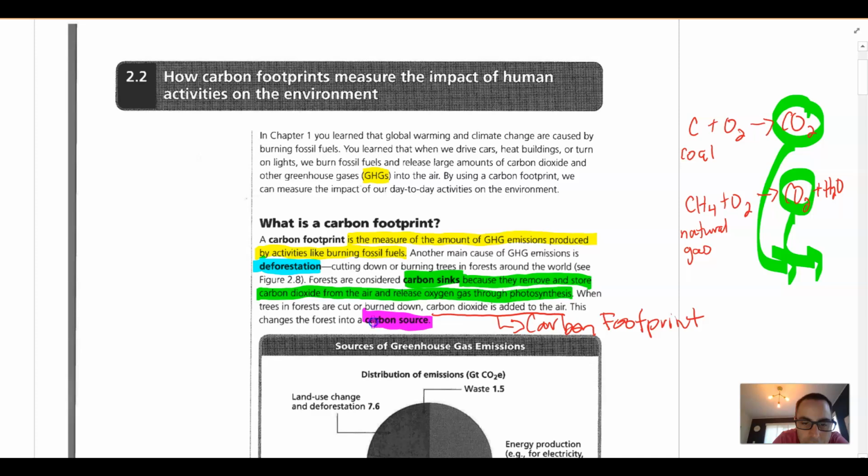Oh, so we've got three really important terms here. So we've got carbon footprint. It's the measure of the amount of greenhouse gas emissions produced by activities like burning fossil fuels. We have carbon sinks. They remove and store carbon dioxide from the air and release oxygen, like a forest would. Another really good carbon sink is the ocean.